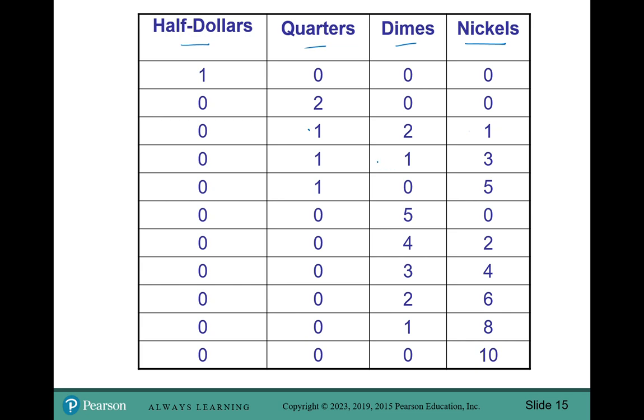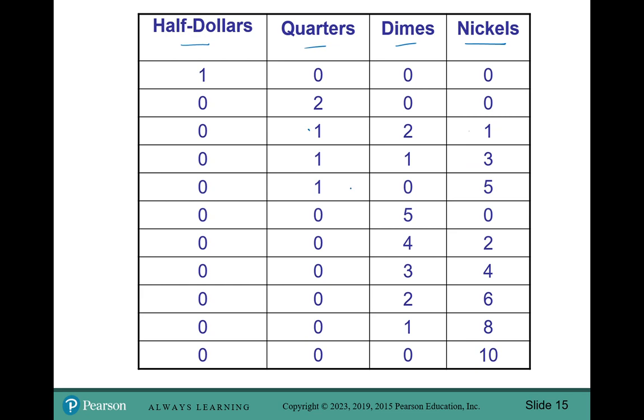You're like, okay, well, what if I used 1 quarter and then just 1 dime? That would give me 35 cents. What would I need in nickels to make up the remaining? Well, from 35 cents, I would go by fives: 40, 45, 50. I would need 3 nickels to make up the difference. So that 1 quarter, 1 dime, and 3 nickels would make up my 50 cents.